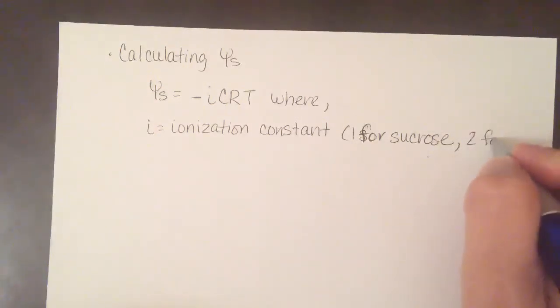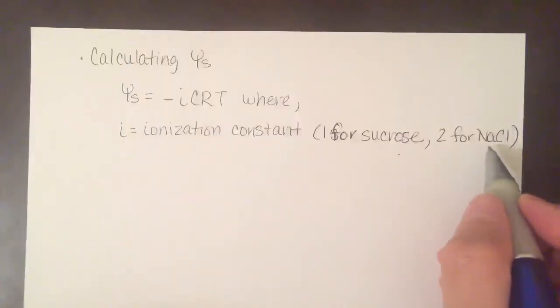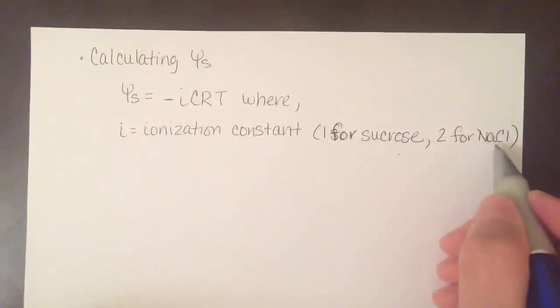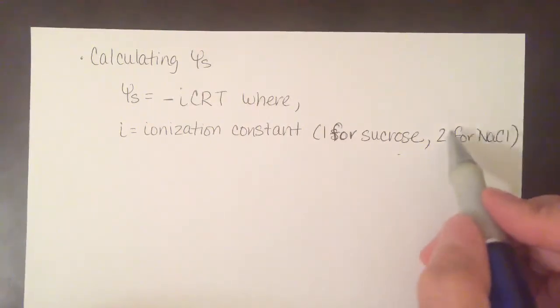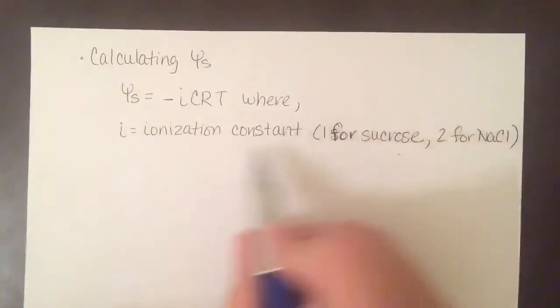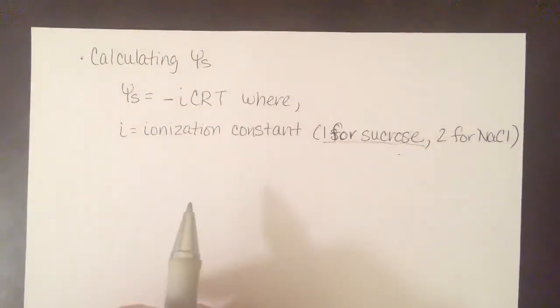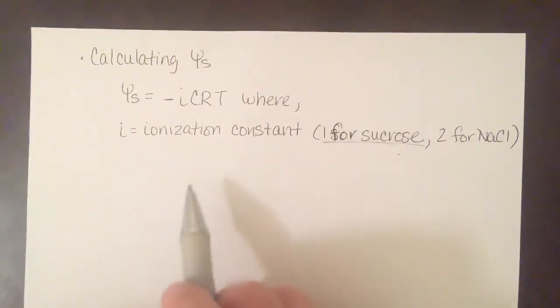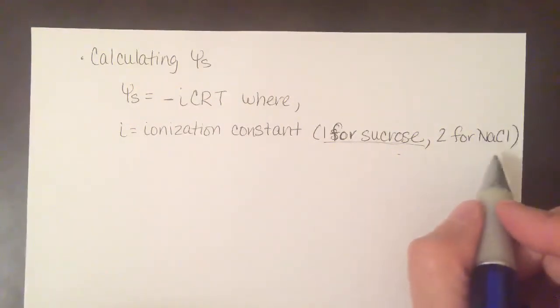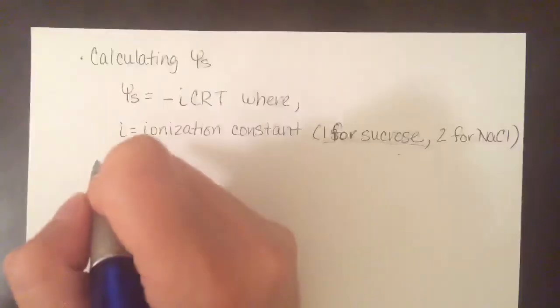Example 2 is sodium chloride. Why? Because sodium chloride dissociates when you put it into water. It doesn't stay NaCl, it dissociates into Na plus and Cl minus. So it dissociates into 2 ions, and so its ionization constant will be 2. For most of what we're going to be doing in our lab, we'll talk about it with sucrose, so the ionization constant would be 1. But the second common one would be sodium chloride, which would be 2 because it dissociates into 2 ions.